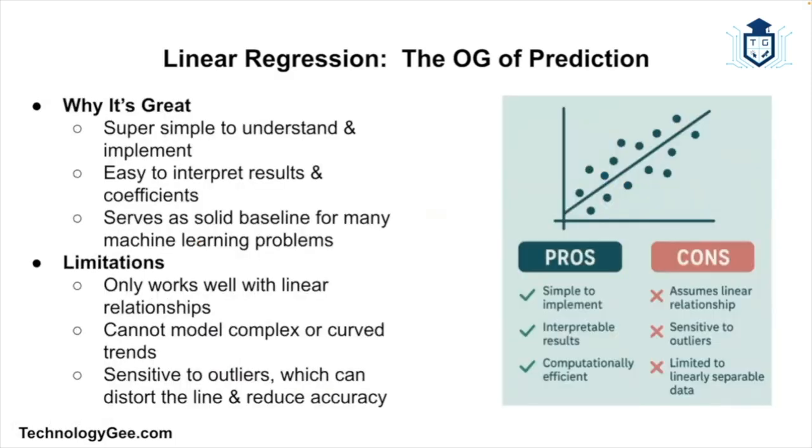Now, exactly why is this great? Well, it's super simple. It's easy to interpret, and it's a solid starting point for many problems. Now, its limitations are it only captures linear relationships, and it is sensitive to outliers.